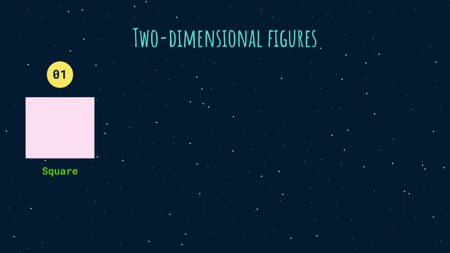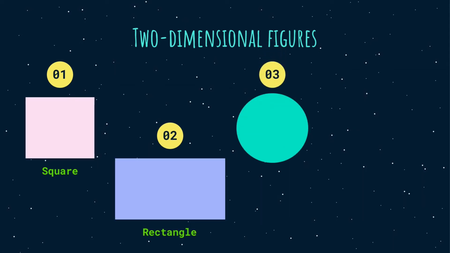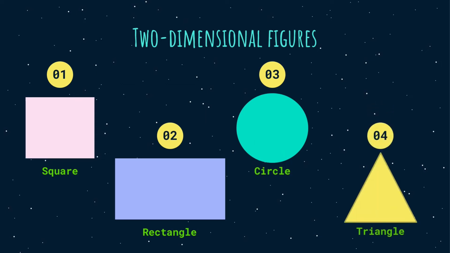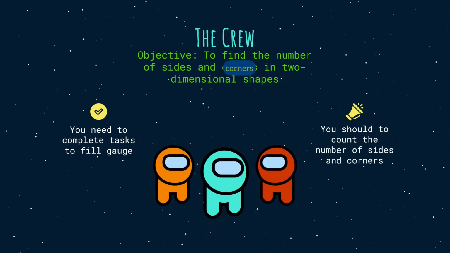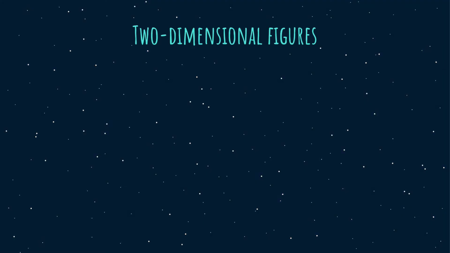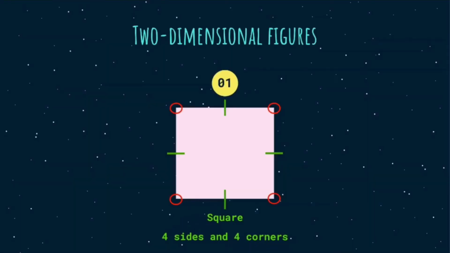The forms are number 1 square, the second is rectangle, number 3 circle, and then the last one triangle. Now we have a new mission. The objective is to find the number of sides and corners in two-dimensional shapes. Number 1, how many sides and corners does a square have? Okay, so a square has 4 sides and 4 corners.